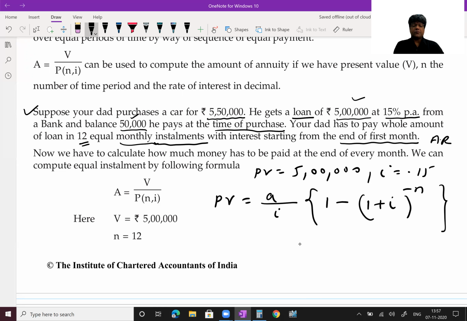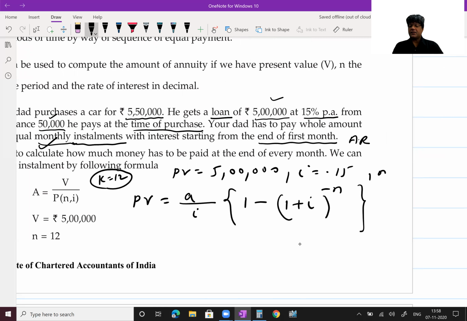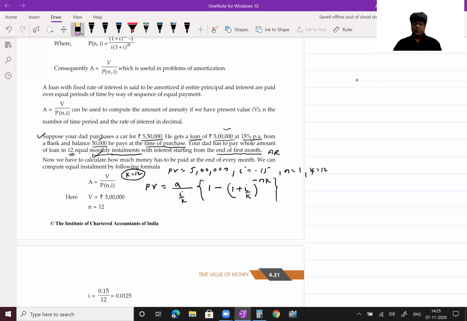You can apply common sense also, but I will advise you go by the formula I have taught you. So what we will do, guys: 12 equal monthly installments means your k is equal to 12, and 12 monthly installments means how many years? 1 year. Your n indicates years. So here your n is equal to 1, k is equal to 12. And what will be your formula? Wherever I, divide it by k; wherever n, multiply it by k. That's all. Now if you want to calculate this I by k, your I is 0.15.